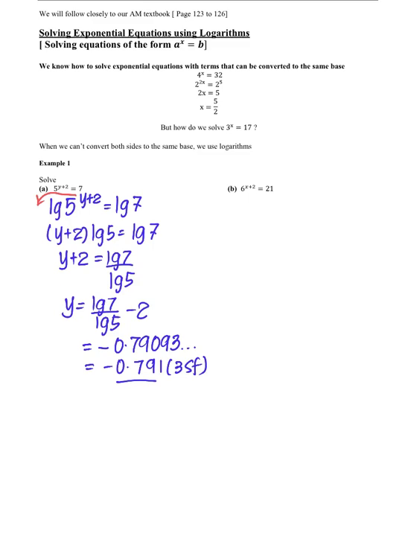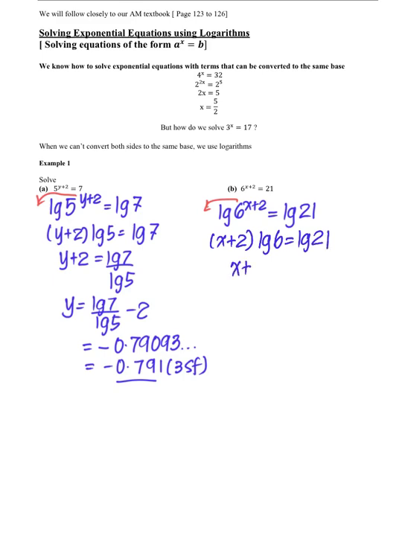The next one, 6 to the power x plus 2 equals to 21. Again, 6 and 21, there is no common base. You cannot divide by 3 either. So this you will have to take LG. So LG 6 to the power x plus 2 equals to LG 21. Again, power law, bring the power to the front. So you will have x plus 2 LG 6 equals to LG 21. So x plus 2 is equals to LG 21 divided by LG 6. So x is equals to LG 21 over LG 6 minus 2.